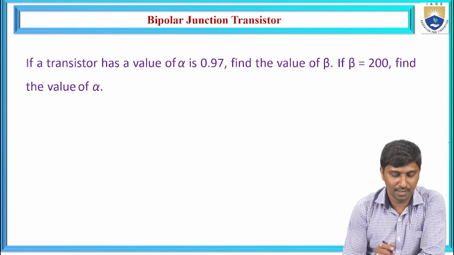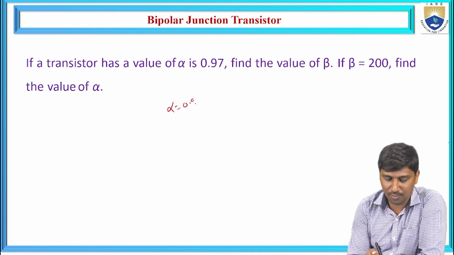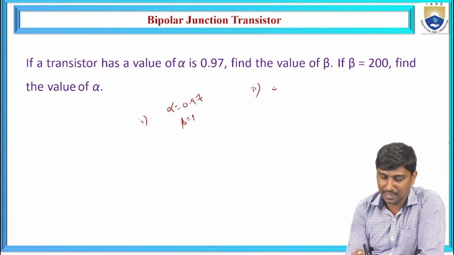The next question is, if a transistor has a value of alpha is 0.97, then we need to calculate the beta. This is the first case. In the second case, if beta is 200, then find the alpha.